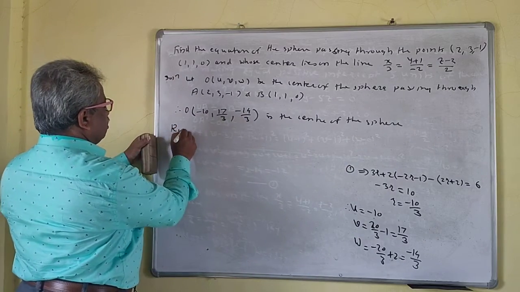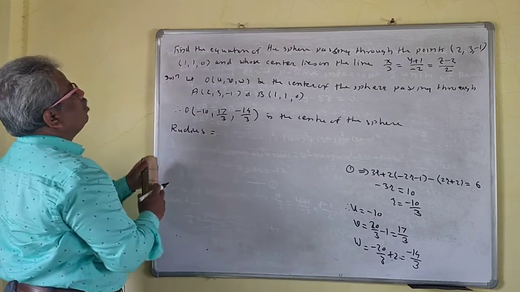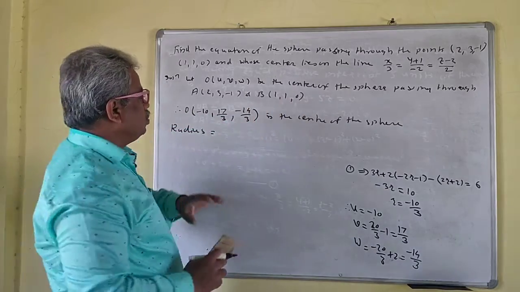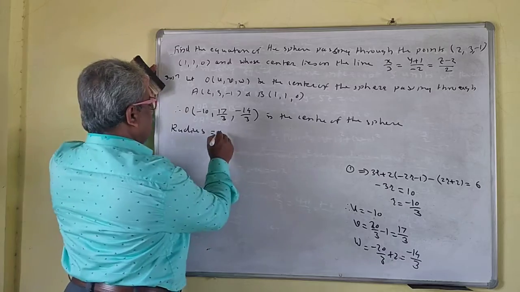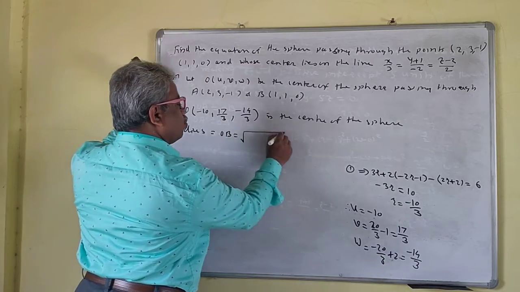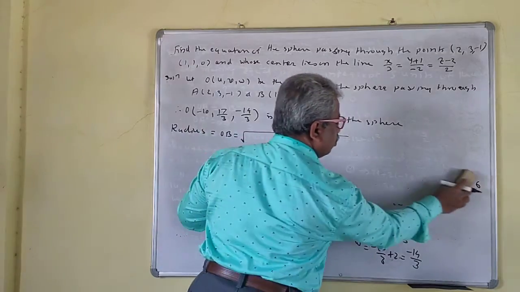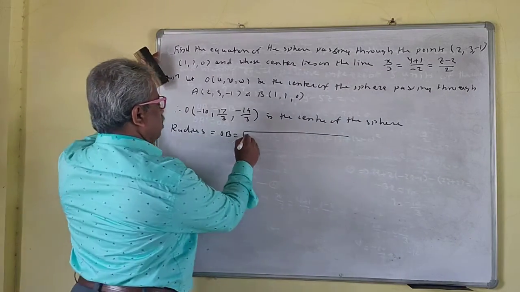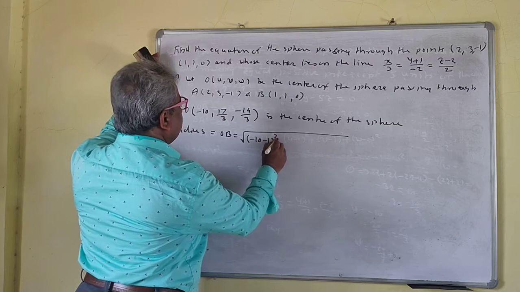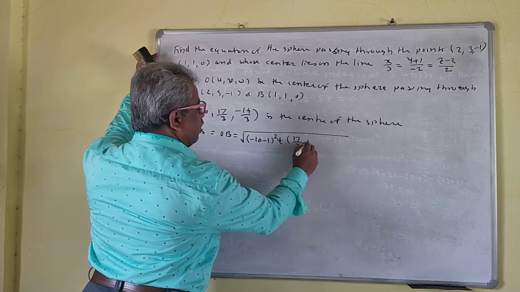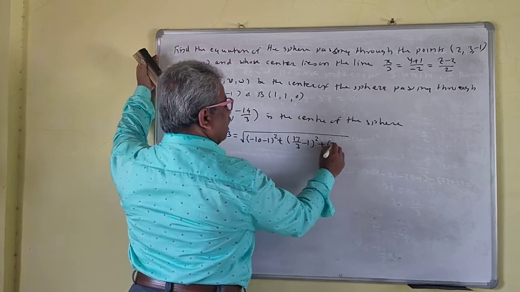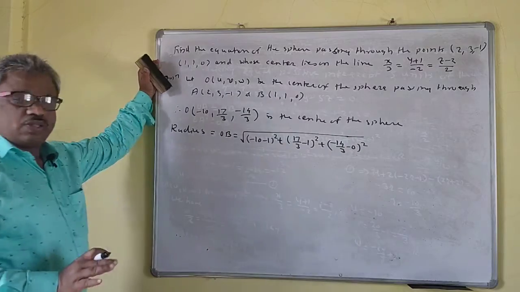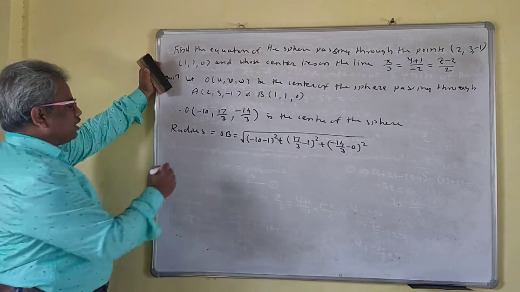So radius I will find from B now, because for B this is 1, 1 and also this is 0. We'll take the benefit of that 0. So radius is OB is equal to root of, minus 10 minus 1 square, 17 by 3 minus 1 square, then minus 14 by 3 minus 0 square. So now we are not simplifying this.